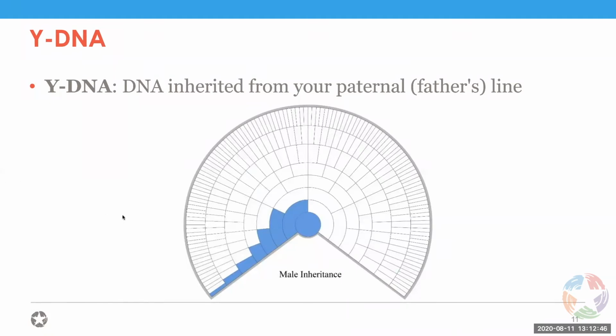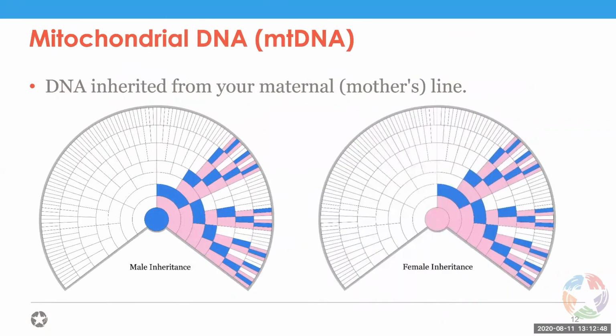All right, the next one is mitochondrial DNA. Mitochondrial DNA is DNA that is inherited from your maternal line. This DNA can only be passed on to children from their mothers. However, both male and female children will have the mitochondrial DNA from that maternal line. Since both male and female children receive mitochondrial DNA from their mother, they both have that X.